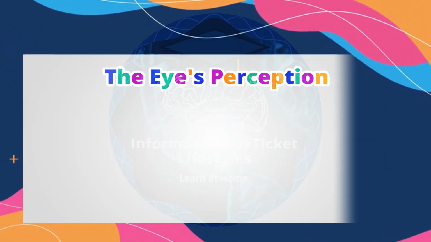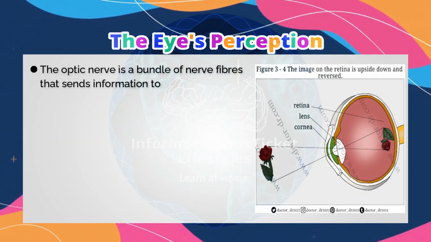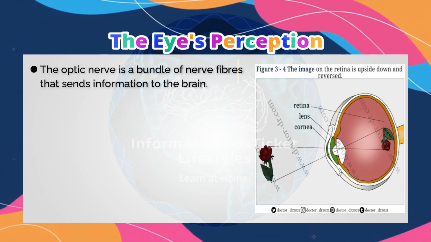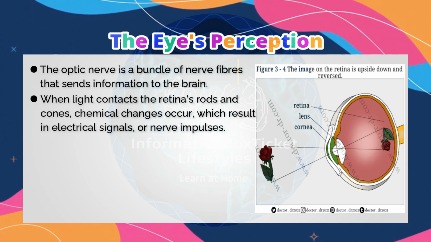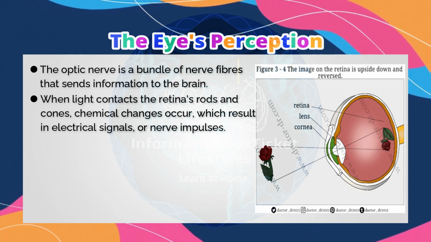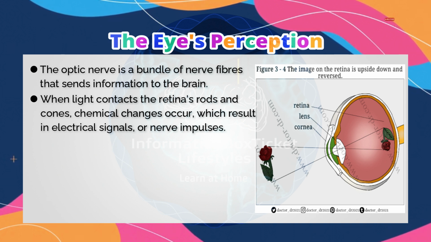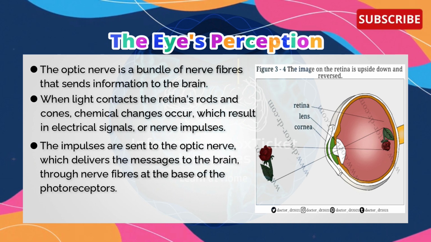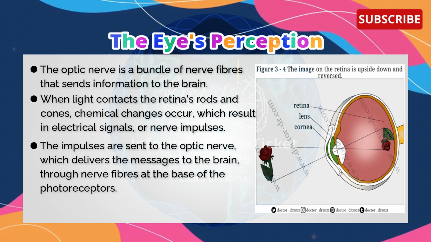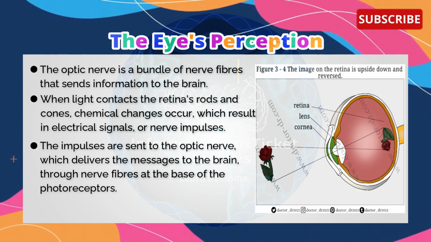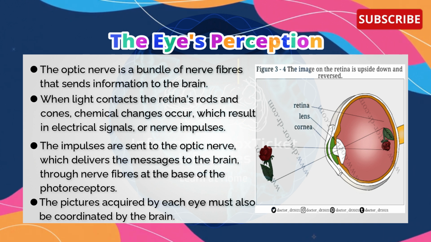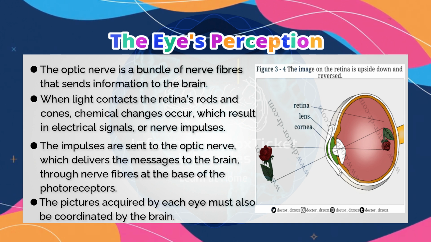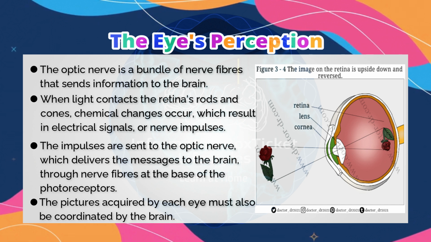Next is eye perception. The optic nerve is a bundle of nerve fibers that sends information to the brain. When light contacts retina rods and cones, chemical changes occur which result in electrical signals or nerve impulses. The impulses are sent to the optic nerve, which delivers the messages to the brain through nerve fibers at the base of the photoreceptors. The pictures acquired by each eye must also be coordinated by the brain.